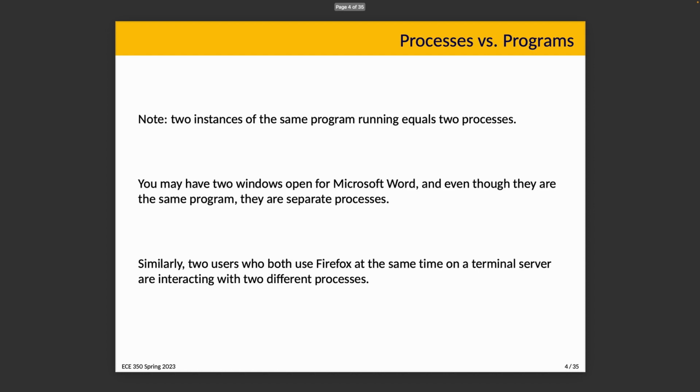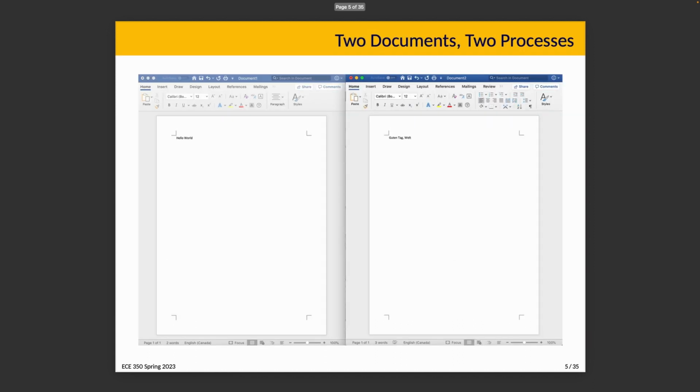And as you know, 2 instances of the same program running equals 2 processes. If you have 2 windows open for Microsoft Word, even though it's the same executable program, they are separate processes, and 2 users who use Firefox at the same time on a terminal server are, again, interacting with 2 different processes. Right? And you probably also saw this diagram where we have side-by-side 2 documents, document 1 and document 2. Both of them are instances of Microsoft Word, but they are different processes, and they have different process IDs and are managed separately by the operating system.